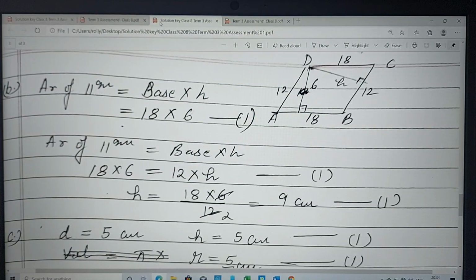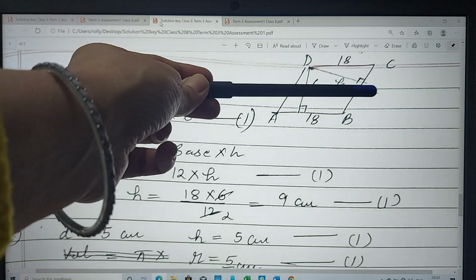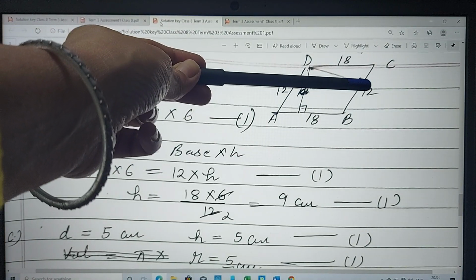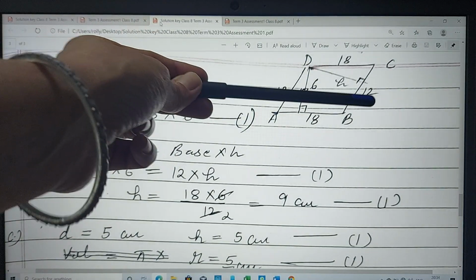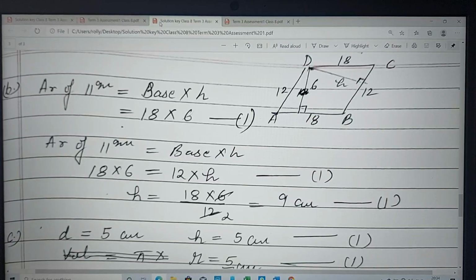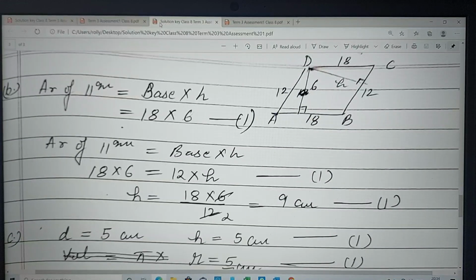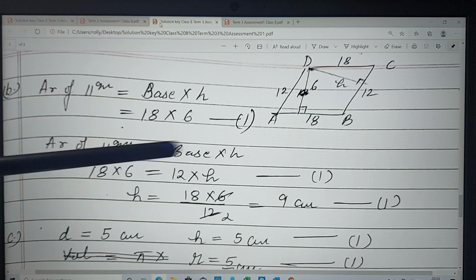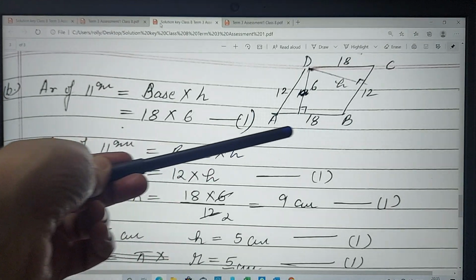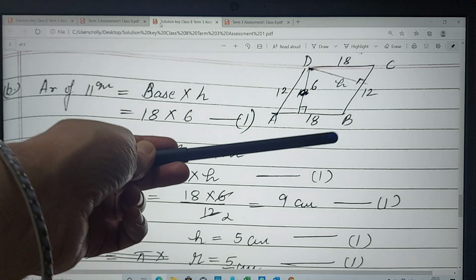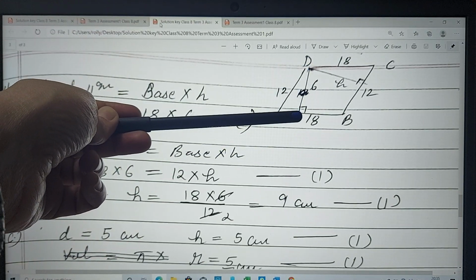And if we drop another perpendicular from point D to BC, this H will be the height, or the distance between the smaller sides, that means 12 and 12. First of all, we'll apply the formula for area of parallelogram, which is base into height. If you take AB as the base, the longer side, then height will be 6 centimeter.